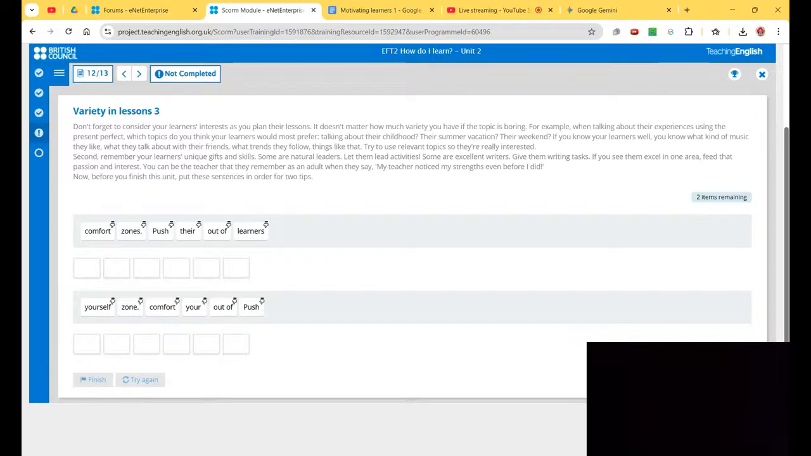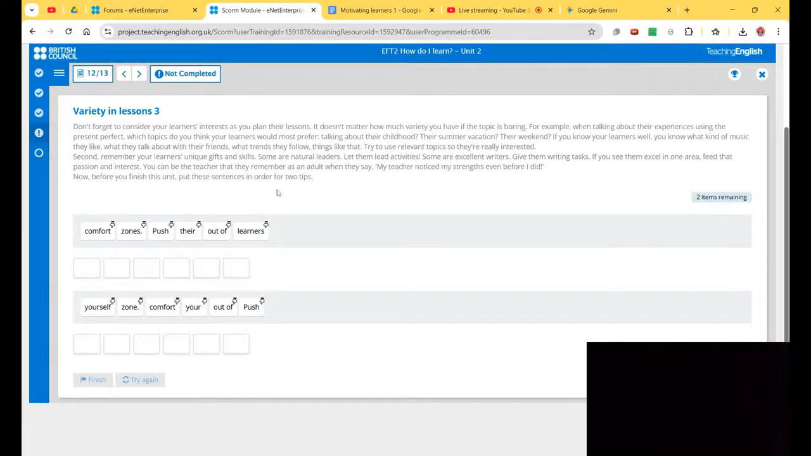Variety in lessons, tip 3. Don't forget to consider your learners' interests as you plan your lessons. It doesn't matter how much variety you have if the topic is boring. For example, when talking about their experiences using the present perfect, which topic do you think your learners would most prefer? Talking about childhood, their summer vacation, their weekend? You know your learners well, you know what kind of music they like, what they talk about with their friends, and what trends they follow. Things like that. Try to use relevant topics so they're really interested.